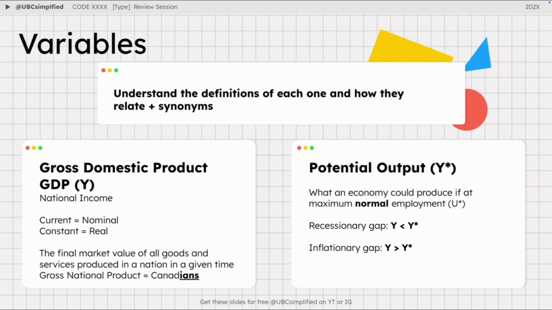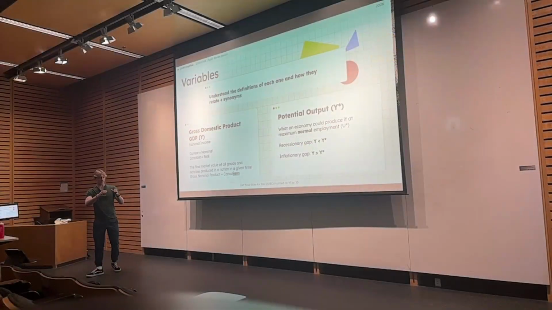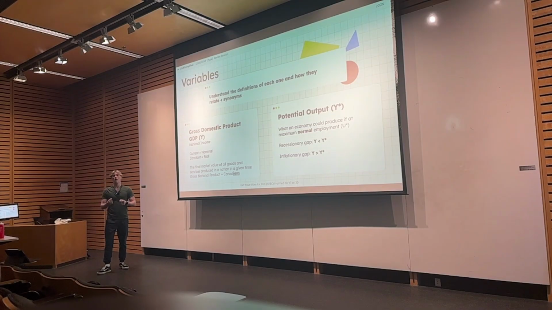And just a little synonym: gross national product is a little different than national income. Gross national product, GNP, is basically all of the income that's received by Canadians as opposed to what's produced in Canada. So if they're living in the States or somewhere else, but they're still Canadian and receiving that income, producing those things, that falls under gross national product, versus GDP, which is just what's produced within Canada.